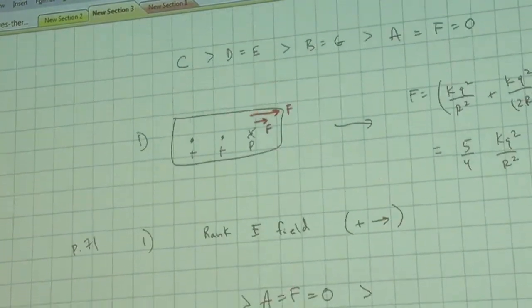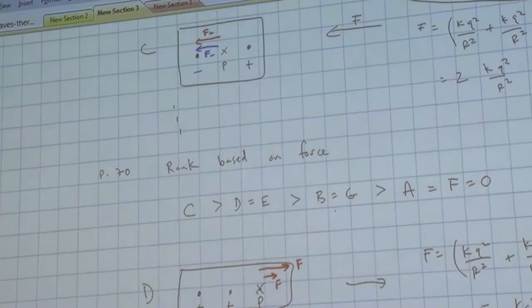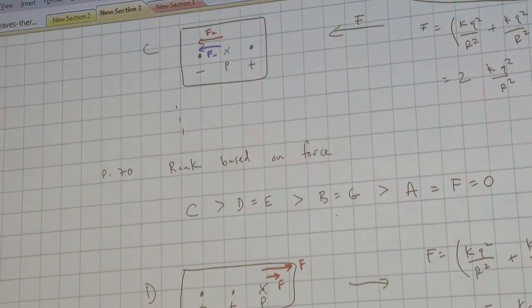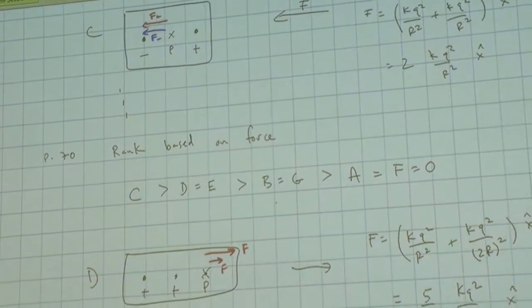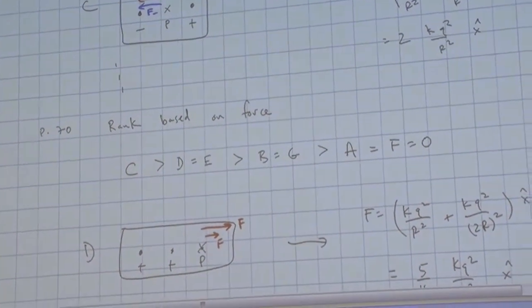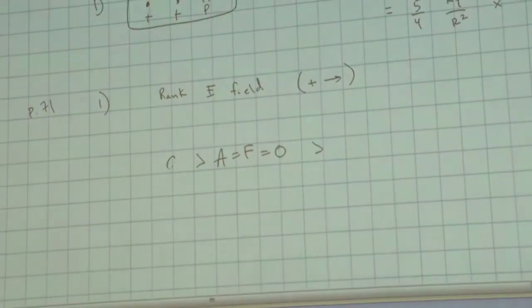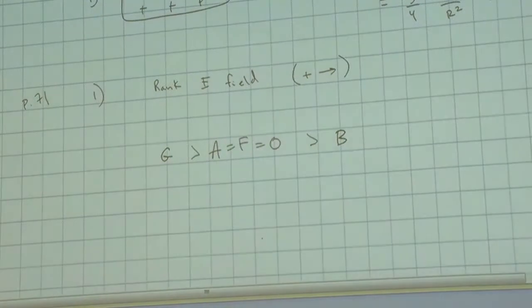And then which ones split? So B and G are next, right? B would point to the left, is that correct? And G would point to the right. So that means G is positive and B is negative.